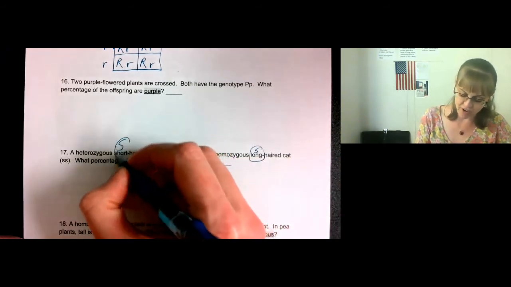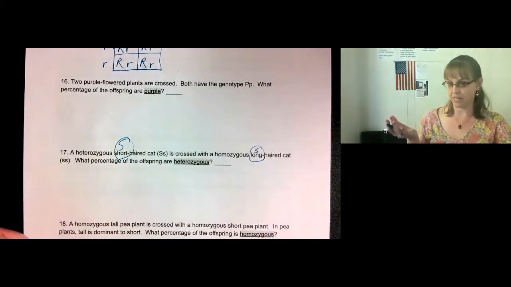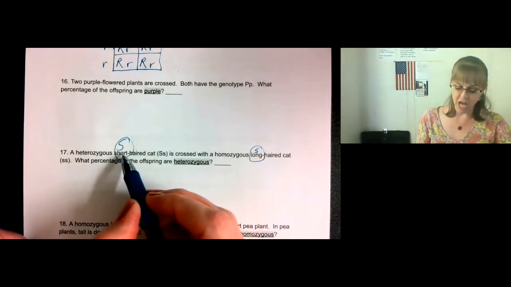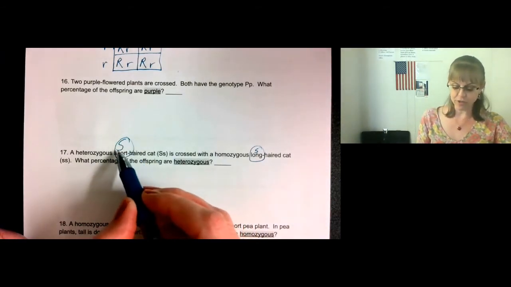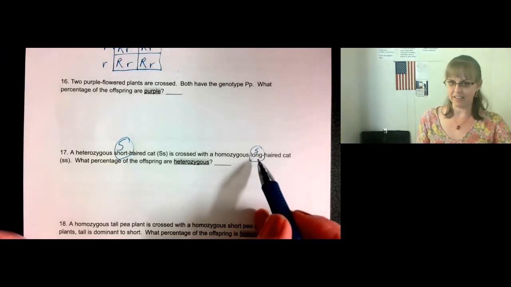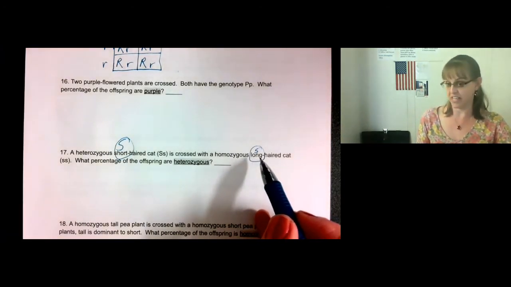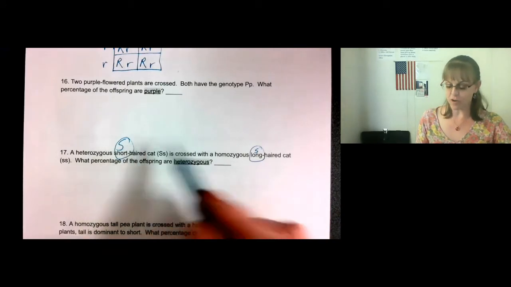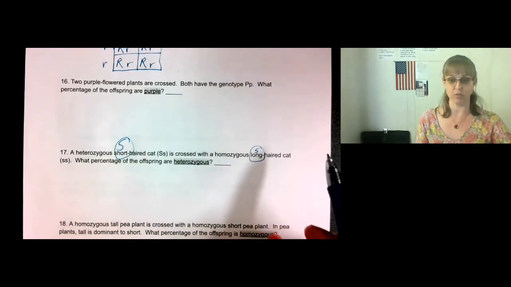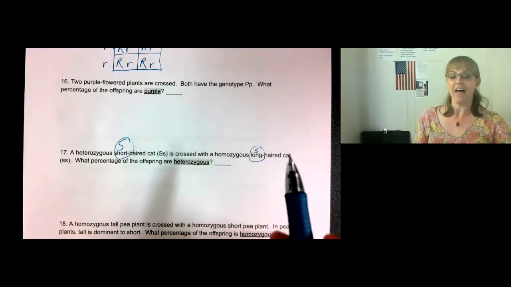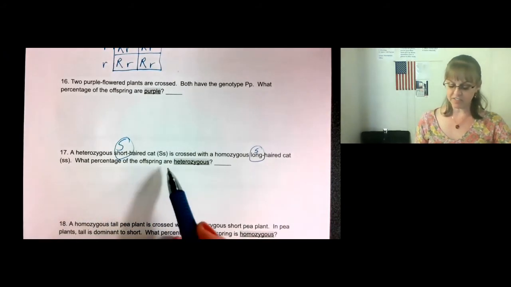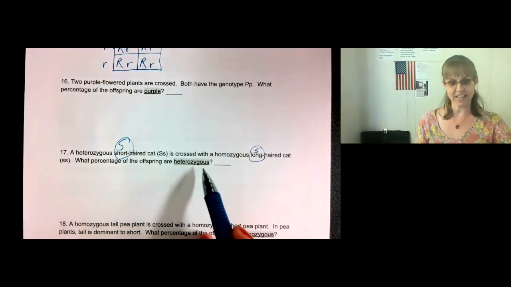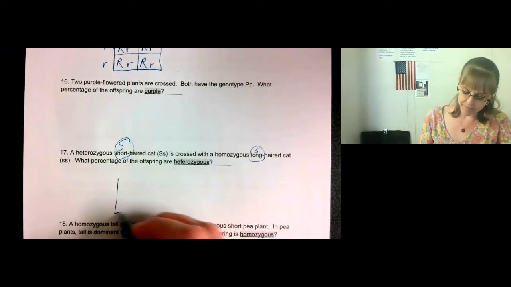Notice how I'm exaggerating the sizes so I know which is dominant and which is recessive. Plus, remember that the dominant trait is the letter you use. So even though long-haired has an L, we're not using the L. We're using the s for short-haired, which is dominant. Then, what percentage of the offspring are heterozygous? Do your cross.